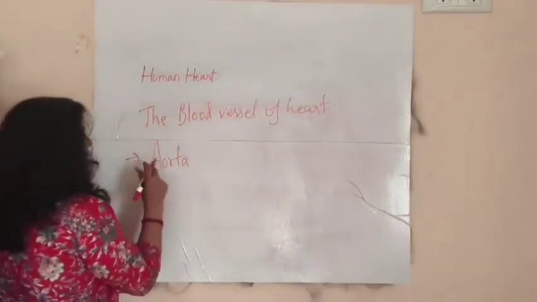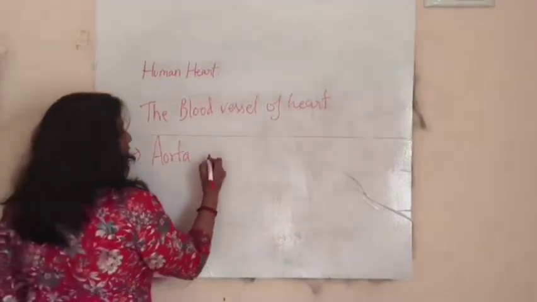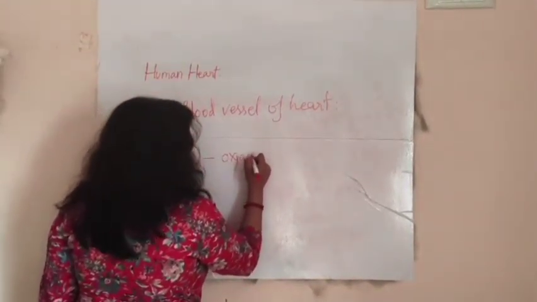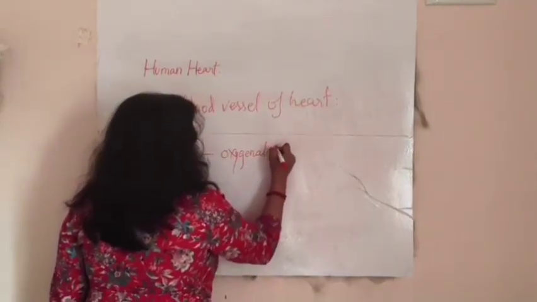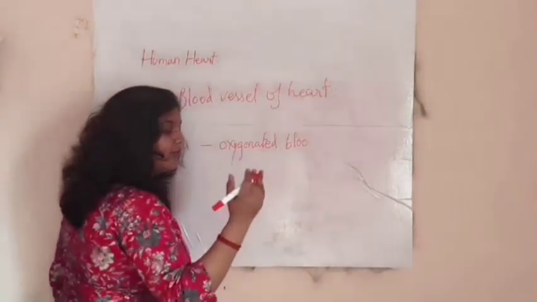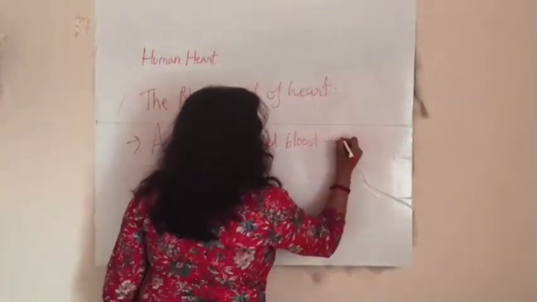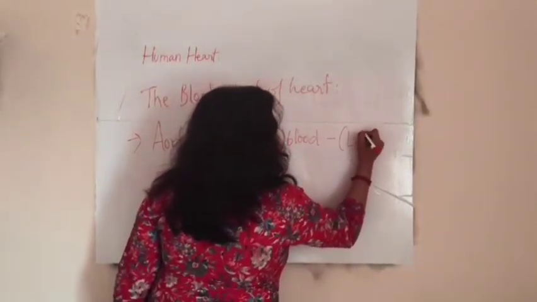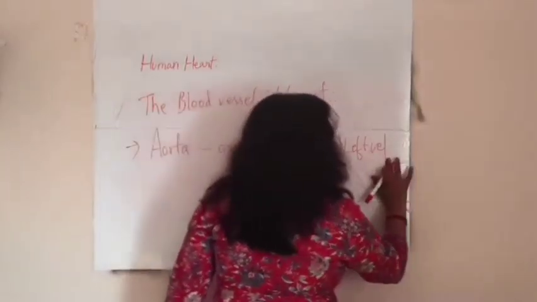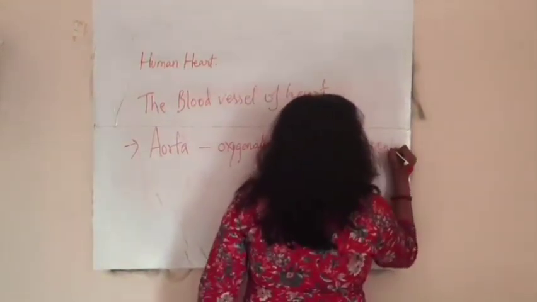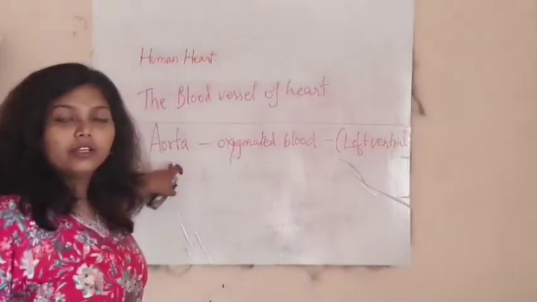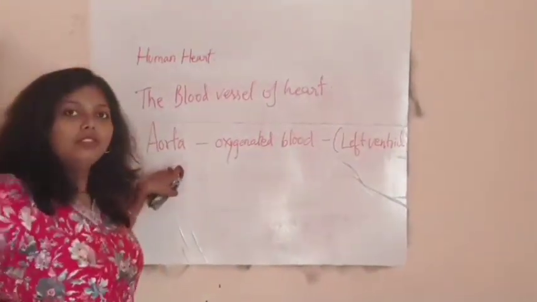Okay. It's an artery. It is going to carry oxygenated blood. Where is the oxygenation center? Where the oxygenated blood lies? Which side? The left ventricle, the left side. So the left ventricle pumps the oxygenated blood to the aorta that pushes it throughout the body.